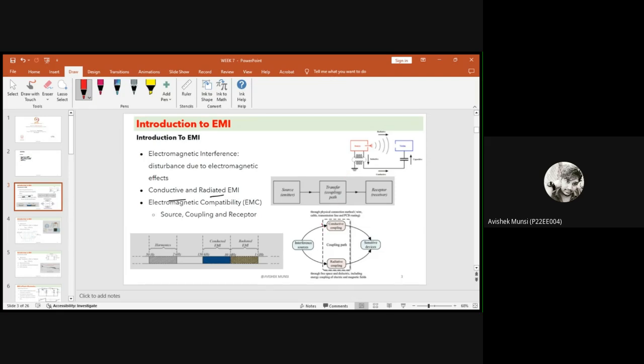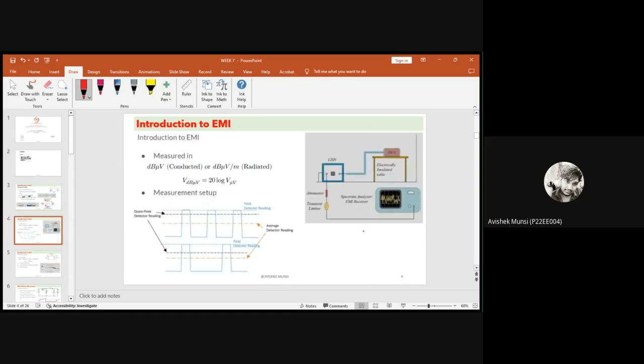So basically, EMI is generated due to conductive coupling and also due to radiative coupling. If you place some sensitive device in front of that, the interference will hamper the original device behavior. So this is what electromagnetic interference is.